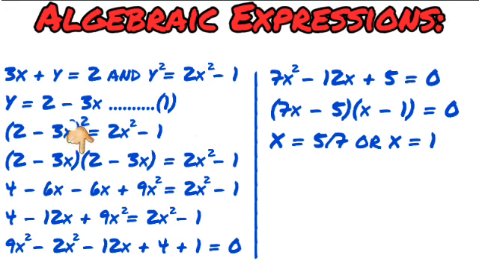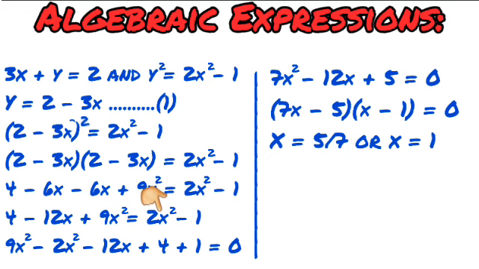Then we are going to solve for the two brackets. So 2 times 2 gives me 4, 2 times minus 3x gives me minus 6x, minus 3x times 2 gives me minus 6x again, minus 3x times minus 3x gives me plus 9x squared, equal to still 2x squared minus 1. Then we are going to add the similar terms. So 4 minus 12x, where did I get 12x? It's minus 6x minus 6x. Then plus 9x squared is equal to 2x squared minus 1.